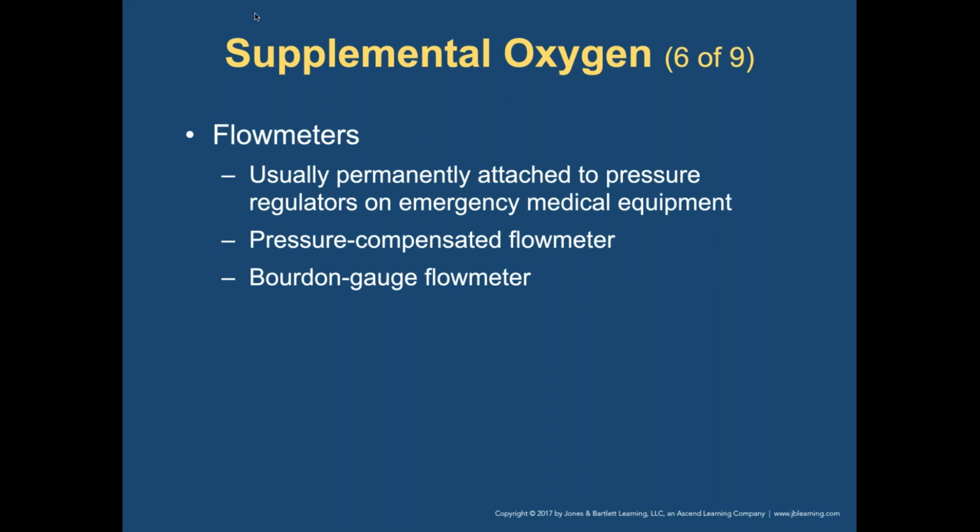The Bourdon gauge flow meter is a gauge calibrated to record flow rate. It can be used in any position and is generally considered outdated. We really don't see those anymore.